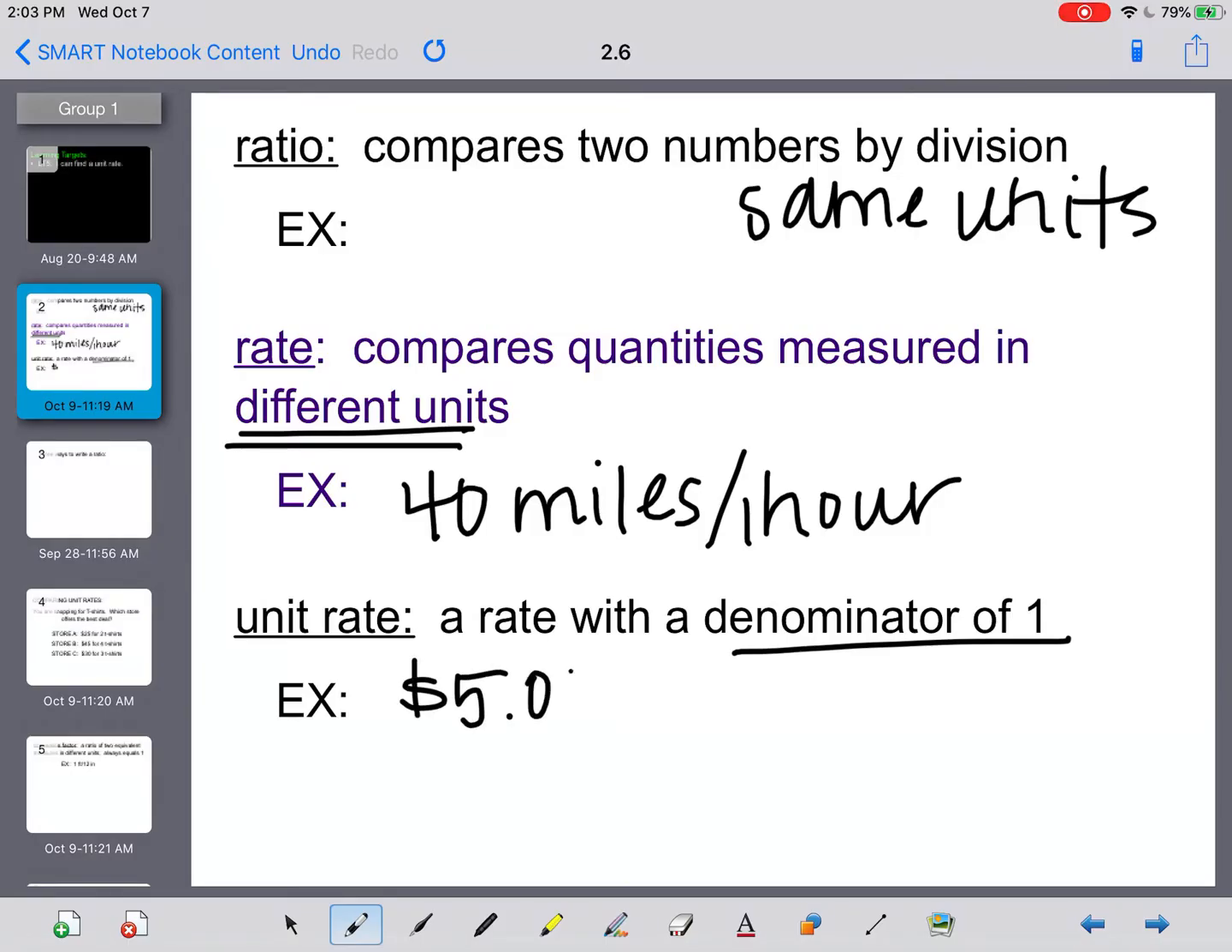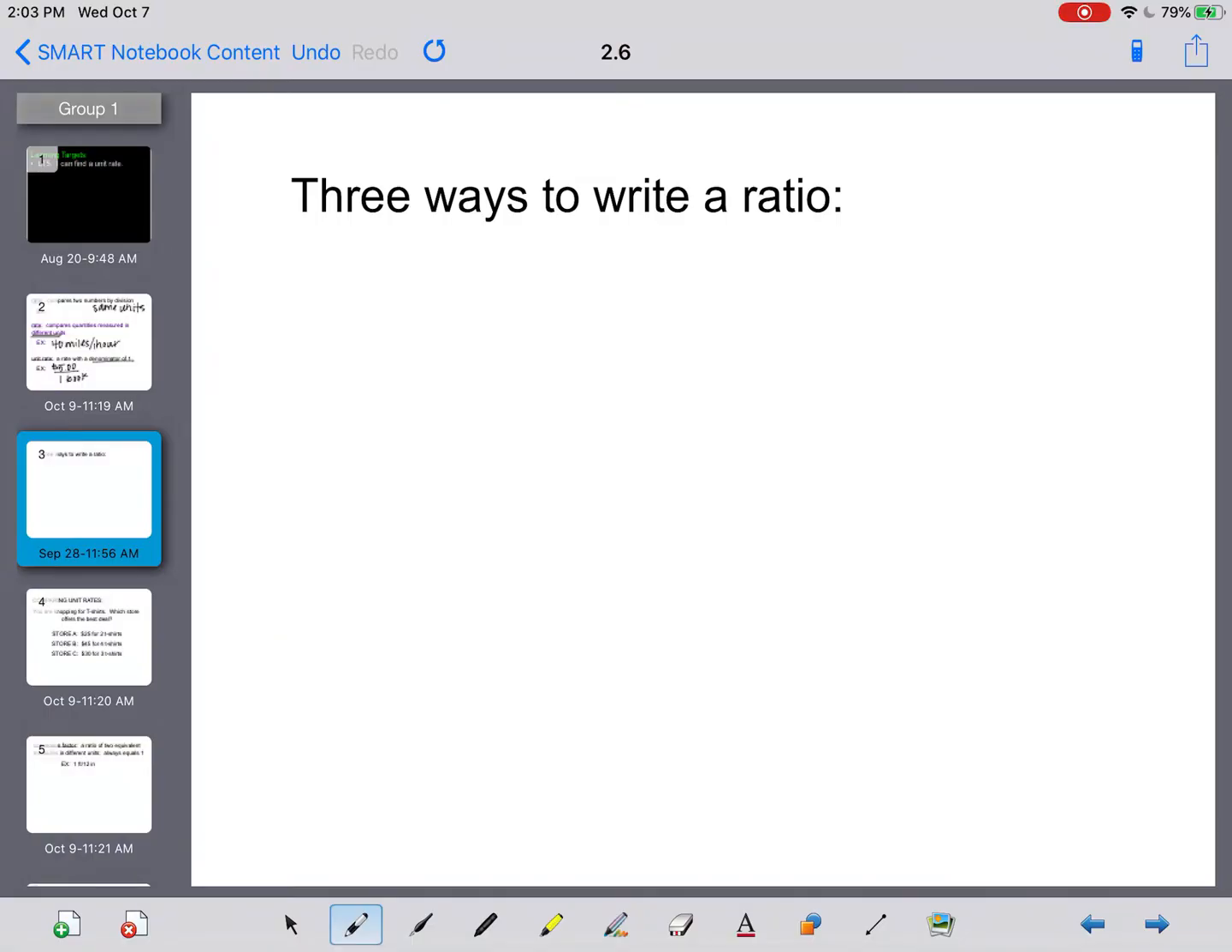A unit rate is a rate with a denominator of 1. If I'm paying $5 for 1 book, that is a unit rate. Even that 40 miles per 1 hour was a unit rate because it has a 1 on the bottom.